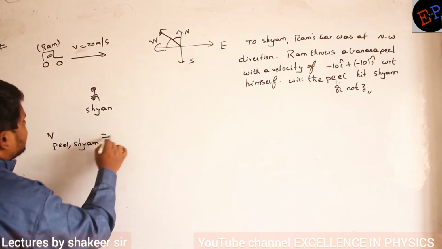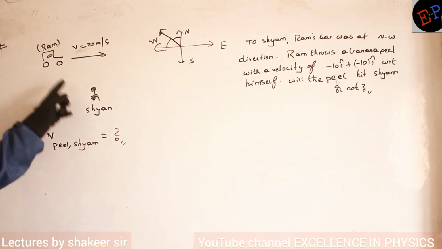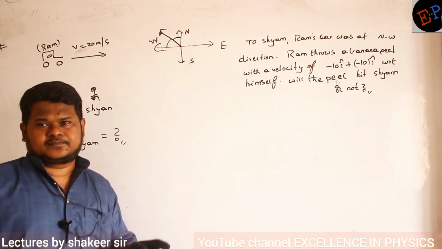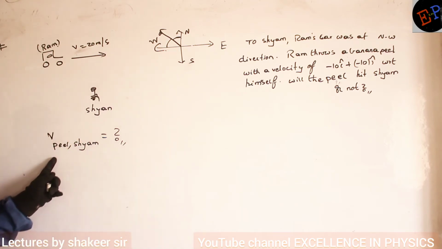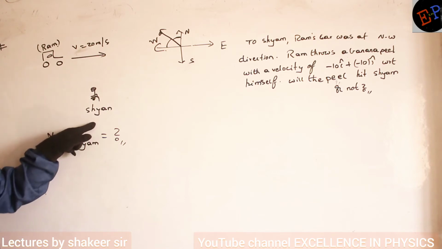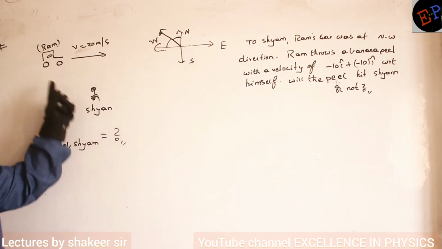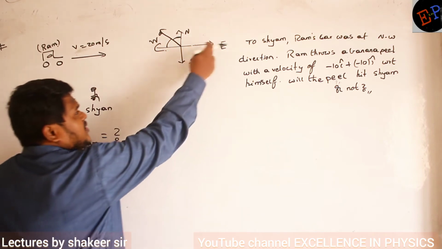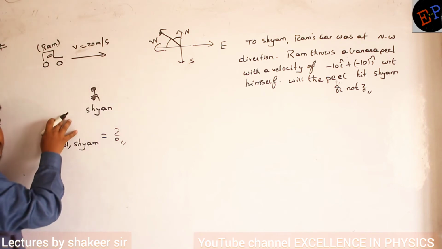Are you able to understand? If I can calculate this, then I can find out whether the peel comes and hits Shyam or not. This is what I am supposed to find out. The velocity of the banana peel with respect to whom? With respect to Shyam. If it is directed in this direction, which direction is this? This is the southeast direction. To Shyam, the car is present in the northwest direction.